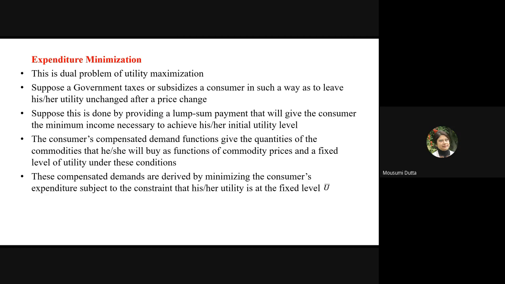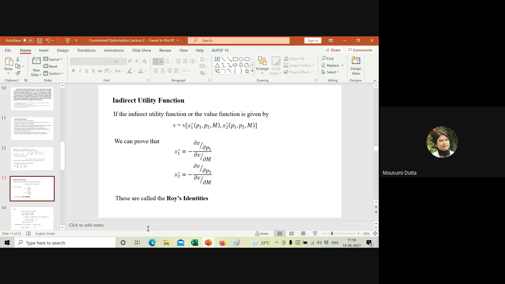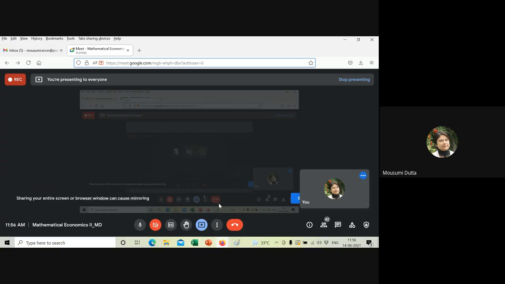If anyone has any question in this context, please ask me. Anyone, any question? Everything is fine? If everything is fine, I'll go for the indirect functions.